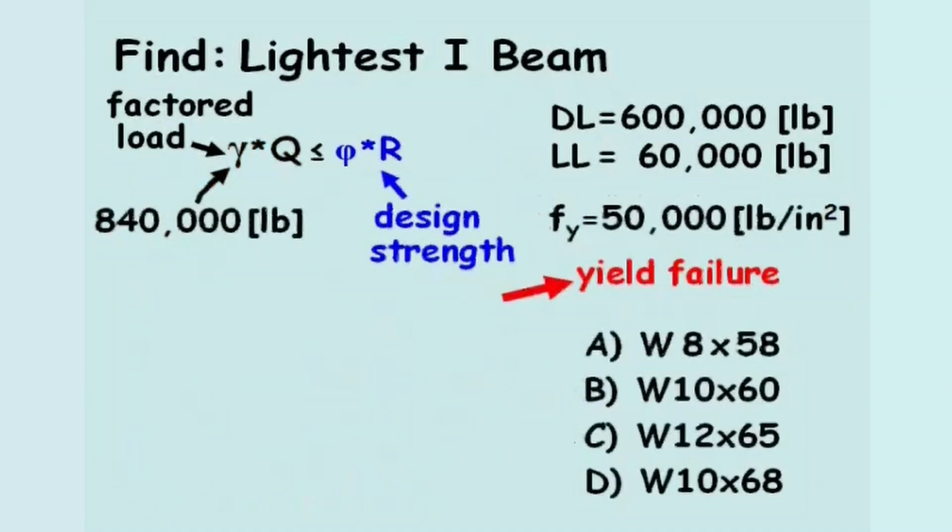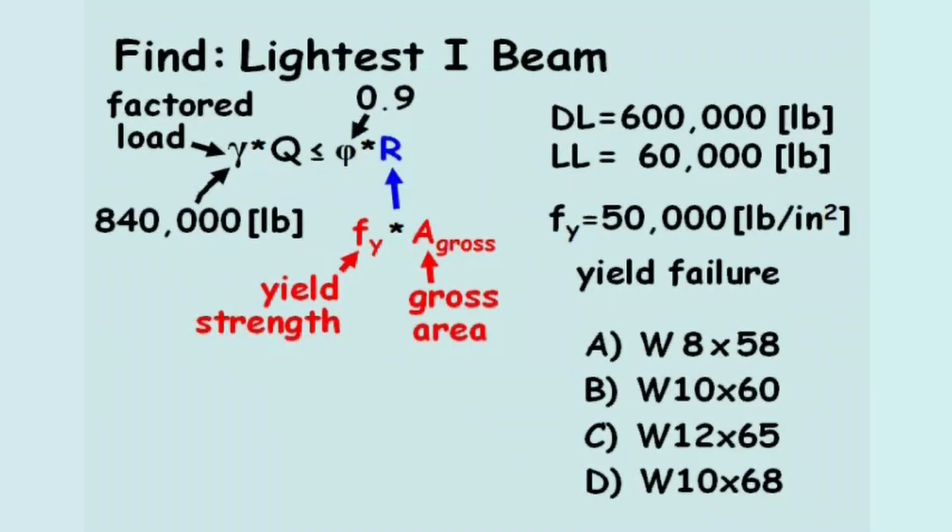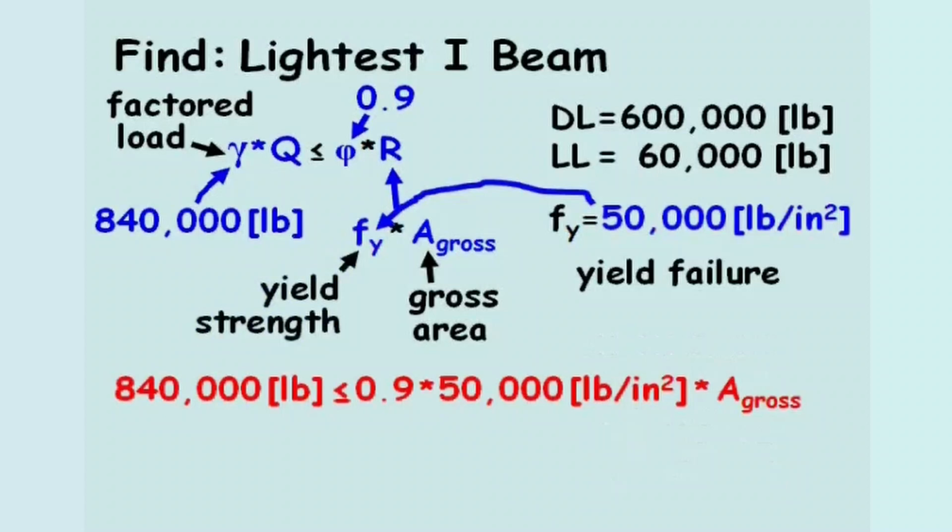The problem states to assume a yield type failure, which means the design strength equals 0.9 for phi, and the resistance term, R, equals the yield strength of the steel, Fy, times the gross area of the steel beam, A gross. From the problem statement, we know the yield stress of the steel equals 50,000 pounds per square inch. Therefore, if we simplify this inequality and solve for A gross, we learn the gross area of the I-beam must be at least 18.7 inches squared.